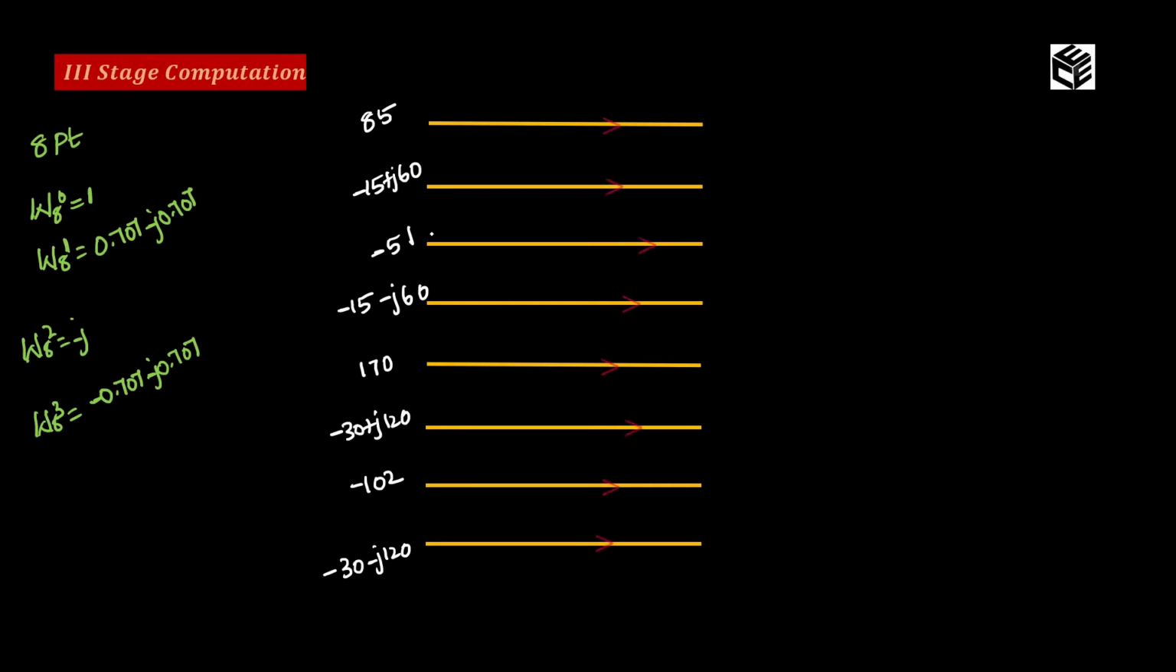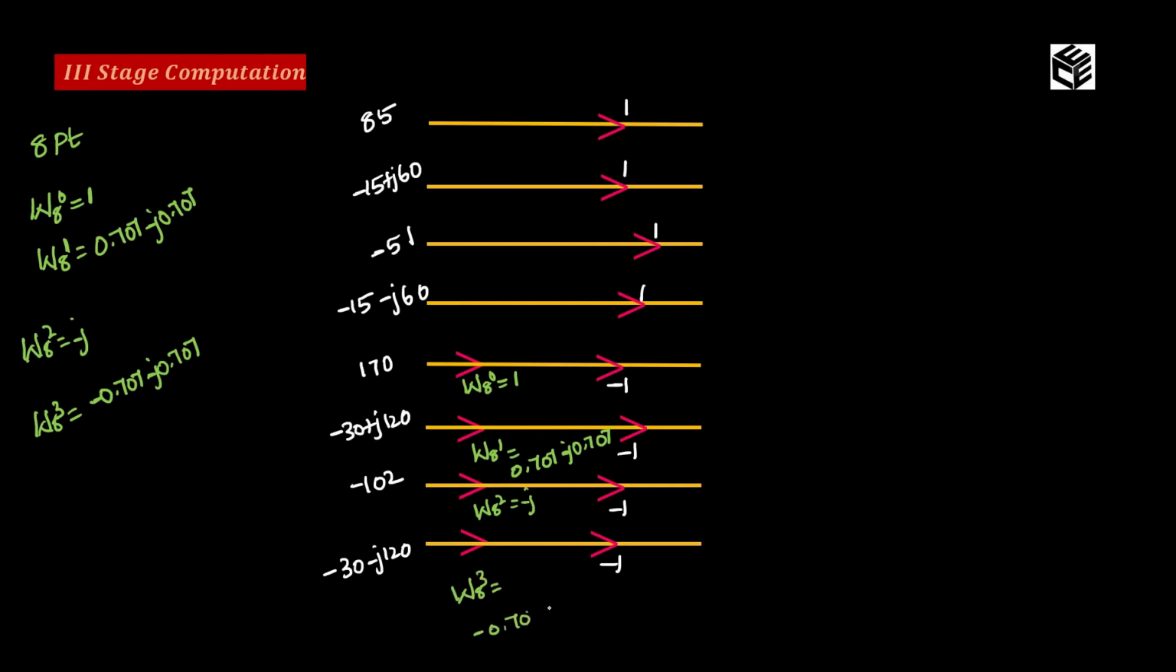So I will split plus 1 and minus 1 values: the first 4 lines will take plus 1 and the last 4 lines will take minus 1. Wherever there is minus 1, I will be giving the twiddle factor values, right? W8 power 0 is equal to 1. W8 power 1 is equal to 0.707 minus j 0.707. W8 power 2 is equal to minus j. W8 power 3 is equal to minus 0.707 minus j 0.707.